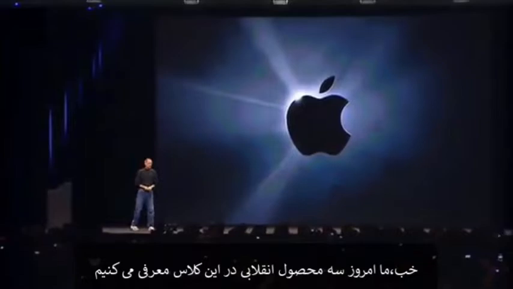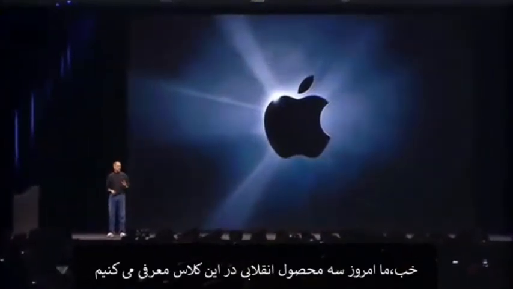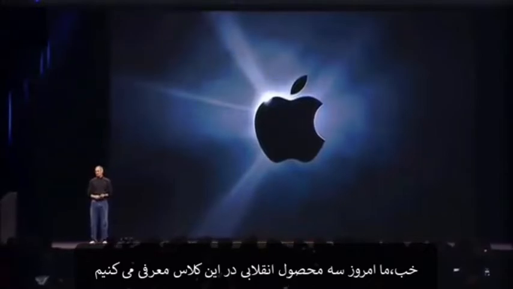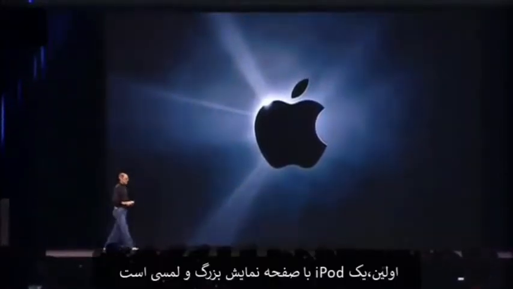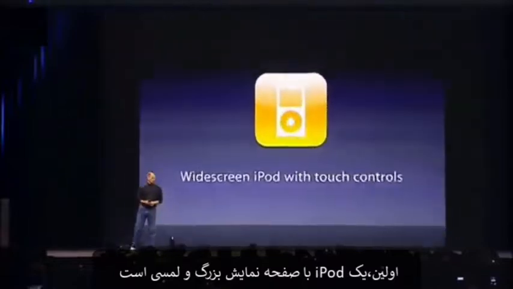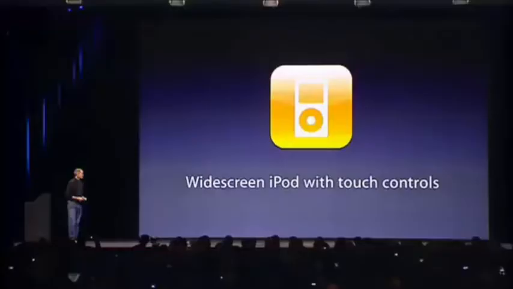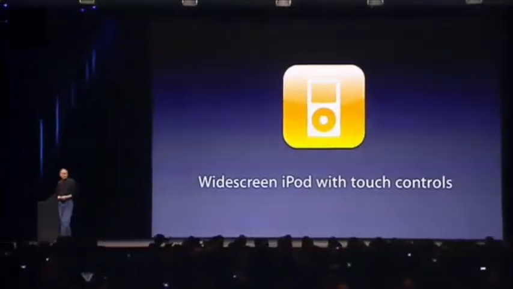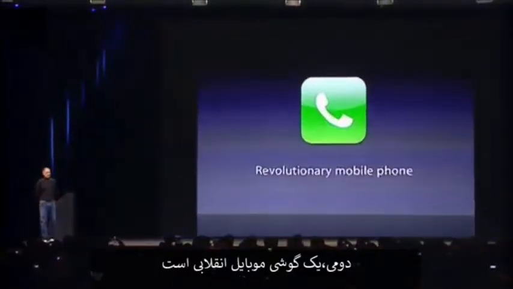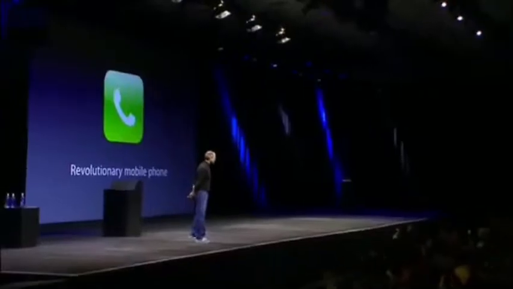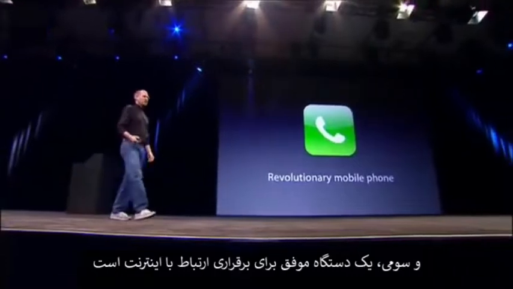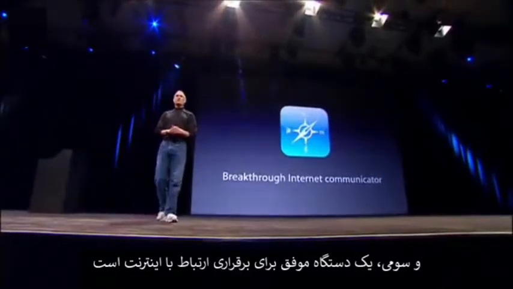Today, we're introducing 3 revolutionary products of this class. The first one is a widescreen iPod with touch controls. The second is a revolutionary mobile phone. And the third is a breakthrough internet communications device.